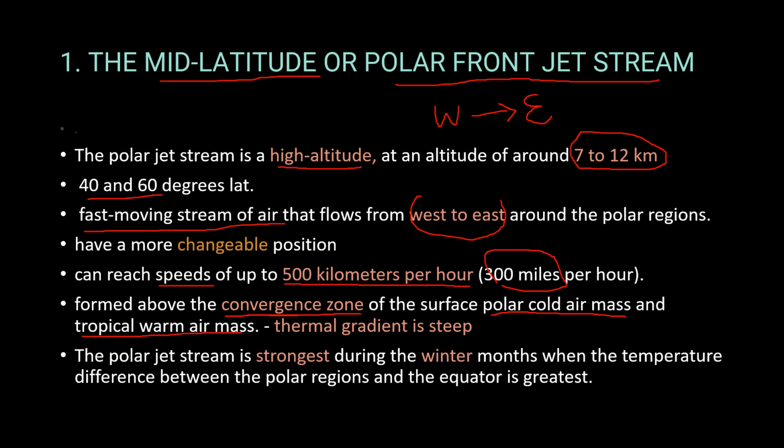So the thermal gradient is very steep here, very high. These polar jet streams are strongest during the winter season, because at that time the temperature difference between the polar regions and the equator is greatest. So the polar jet stream is strongest during the winter months.